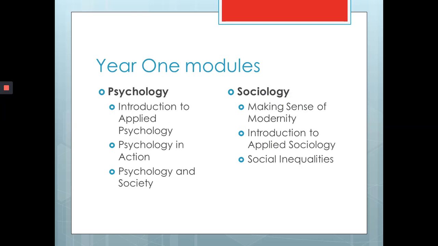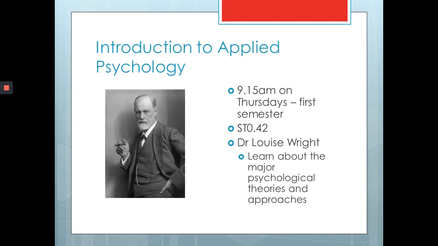So what are your year one modules? Well, on psychology, in the first year you have Introduction to Applied Psychology, Psychology in Action, and Psychology and Society. If you're a full-time student, you'll do all three of those. If you're a part-time student, you can pick one or two or even all three of them. And for sociology, first year you have Making Sense of Modernity, Introduction to Applied Sociology, and Contemporary Social Inequalities. And again, you can do all three as a full-time student, or one or two or three of them as a part-time student. So we'll start with the psychology modules.